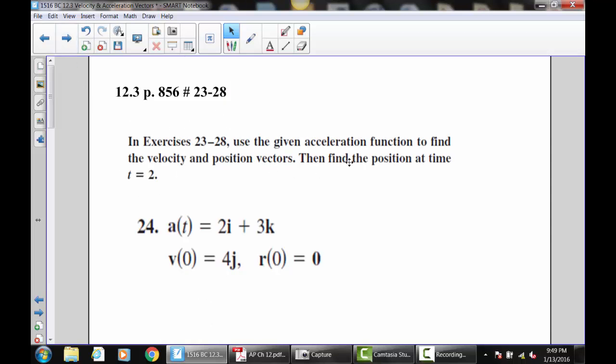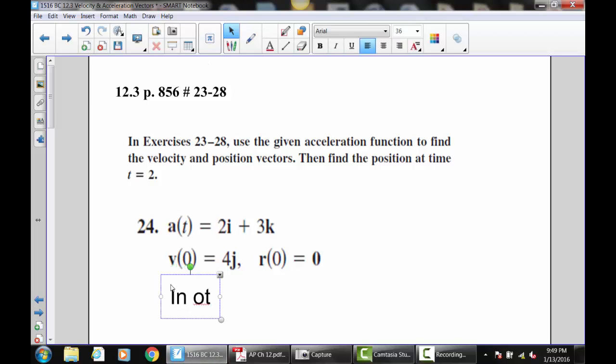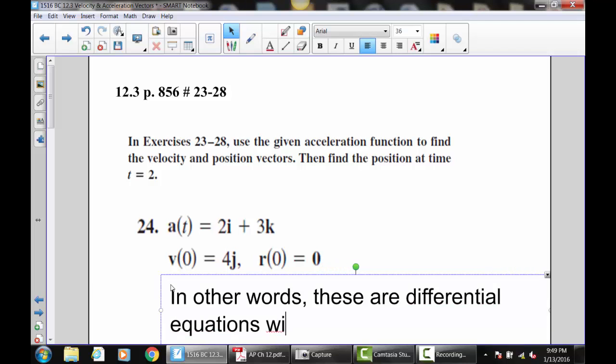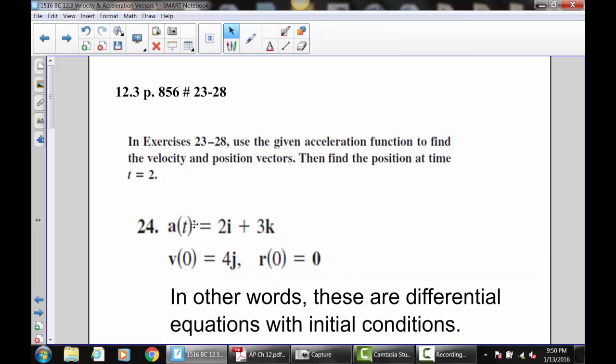Exercises 23 to 28: use the given acceleration function to find the velocity and position vectors, and then find the position at the time t equals 2. Basically, what this is, is differential equations, okay? So in other words, and I'm going to type that in right now for you, these are differential equations with initial conditions.